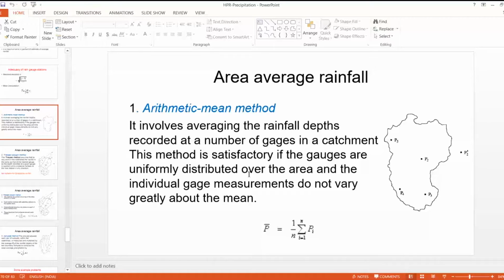So this is a continuation of my previous class. We need to calculate average area rainfall, or area mean rainfall, because we need to construct a stormwater drainage system in an area, or some hydraulic structure. So we need to know the average rainfall within the catchment.